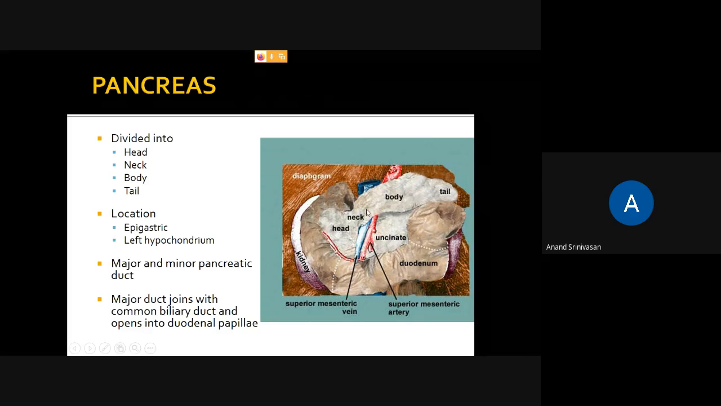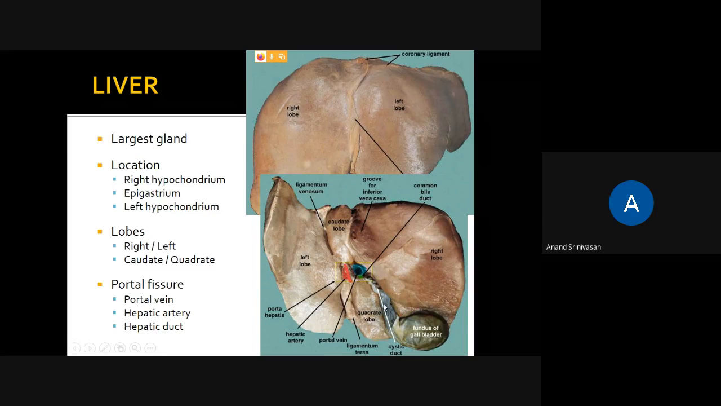The pancreas has a head, neck, body, and tail, present in the C-shaped part of the duodenum, located in the epigastric and left hypochondrium regions, and it has major and minor pancreatic ducts. The major duct joins the common bile duct to open into the duodenal papilla, in the second part of the duodenum. The liver is the largest gland, located mainly in the right hypochondrium and epigastrium, and can extend into the left hypochondrium. It has four lobes: right, left, caudate and quadrate, and a portal fissure through which the portal vein, hepatic artery and hepatic duct go.